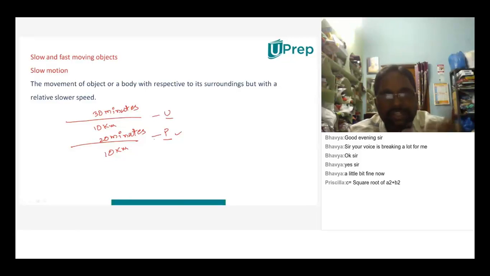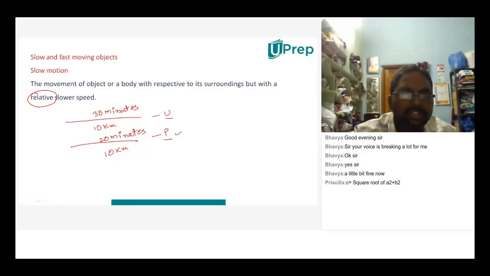So that's why in slow motion, one definition was given. What is that definition? The movement of the object or a body with respect to its surroundings, but with a relatively lower speed. So how do you say relatively lower speed? You have to compare. That comparison is there in this term. Relative means comparison only. So you have to compare with others like this.